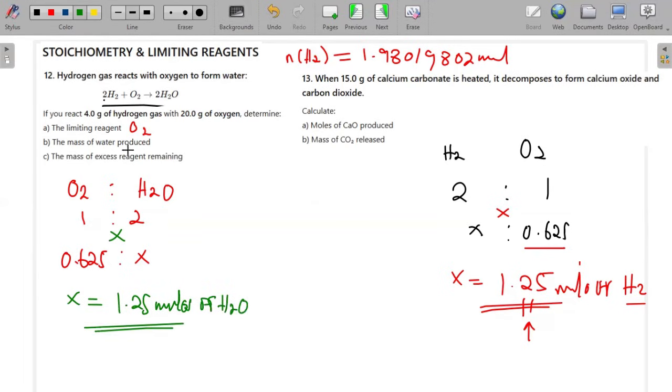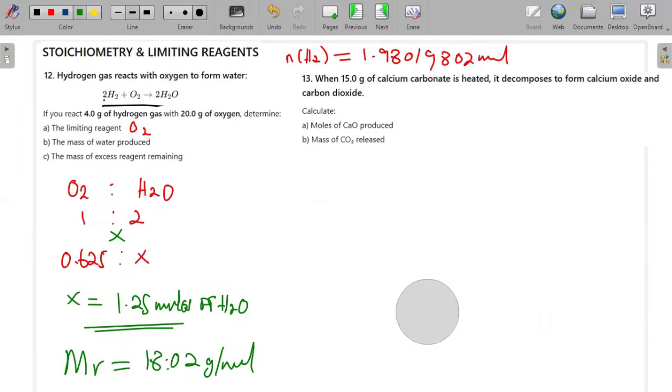Okay, but the question was asking for the mass. So since I have the moles of water, I know the molar mass of water is just 18.02 grams per mole. So since I have the molar mass and I found the moles there, I can easily find the mass. Okay, so I'll say mass of the oxygen. Hey, mass of the water, not oxygen, sorry. Of the water produced is just going to be equals to.